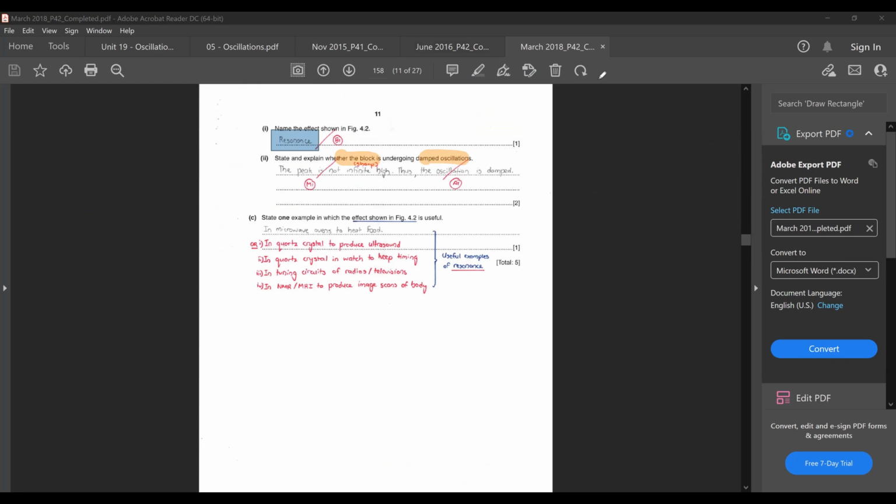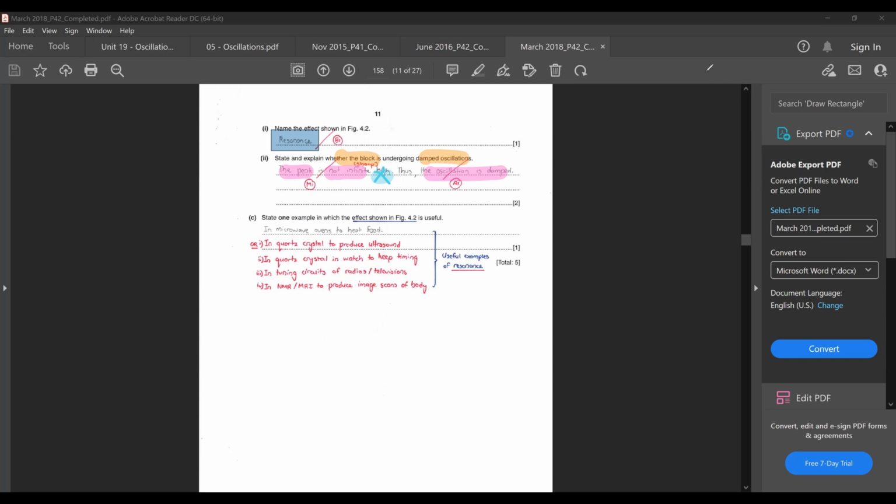So you can actually say something that I mentioned earlier also. The peak is not infinite, thus oscillation is damped. I say the peak is not infinite high. There's something like a typo here. You don't really need to write this. The peak is not infinite, so oscillation is damped.